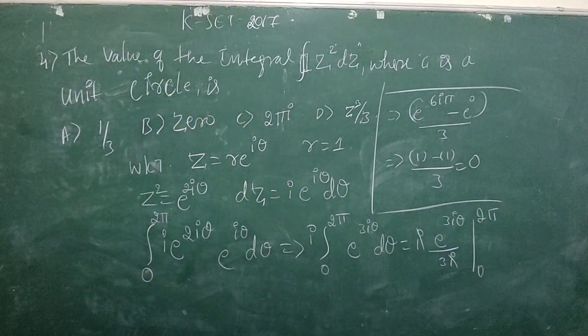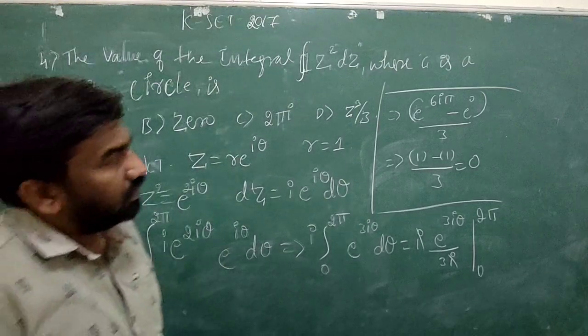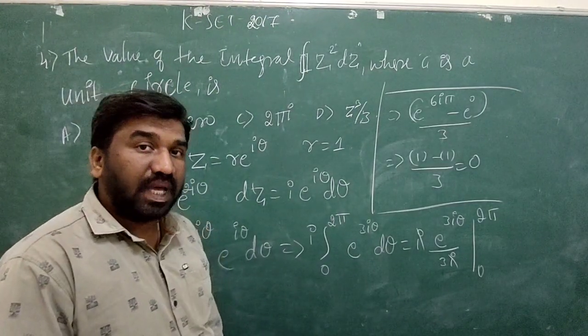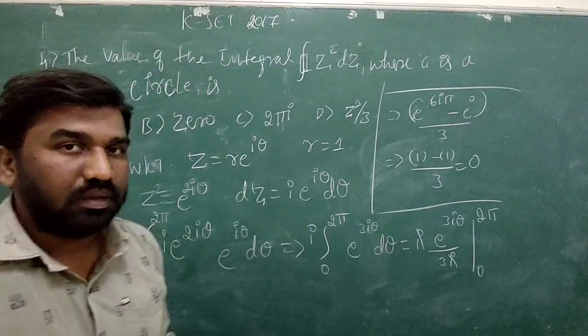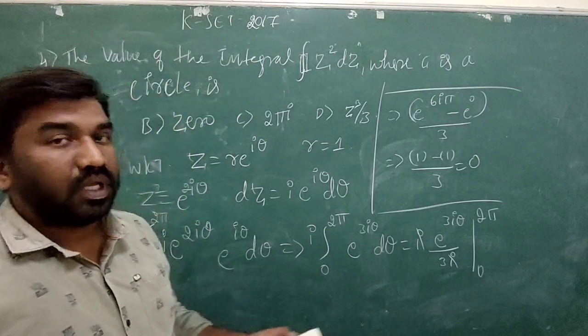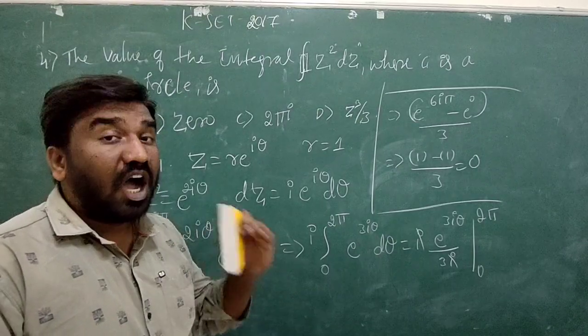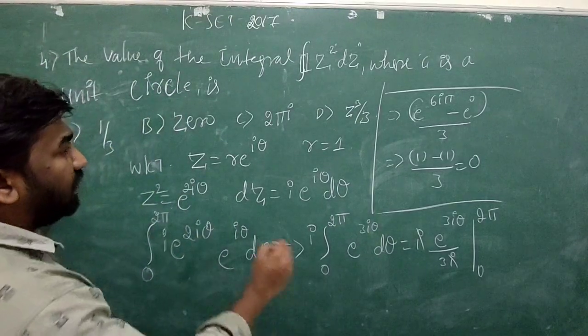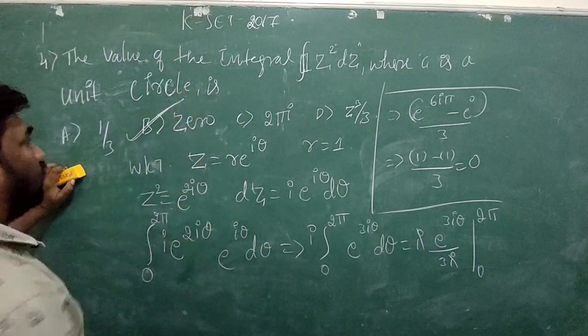e power 6i pi: the exponential power of any even pi is 1, and e power 0 is 1, and the exponential power of any odd pi is minus 1. So 1 minus 1 is 0. So the answer is 0. B is the correct answer.